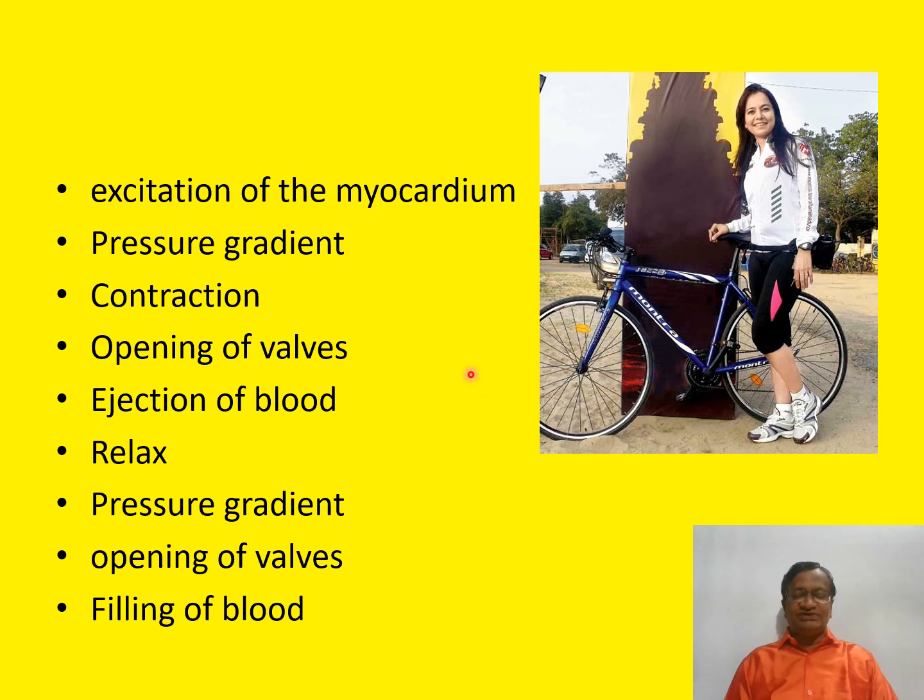Now I put a cycle to show this is oriented towards the cardiac cycle. So what is that? It is excitation of the myocardium. They develop a pressure gradient and a contraction, an opening of valves, ejection of blood. They start to relax. They develop again a pressure gradient, which is now down, opening of valves, flow of blood. Then go back again: excitation of myocardium, closure of valves, pressure gradient develops after contractions.